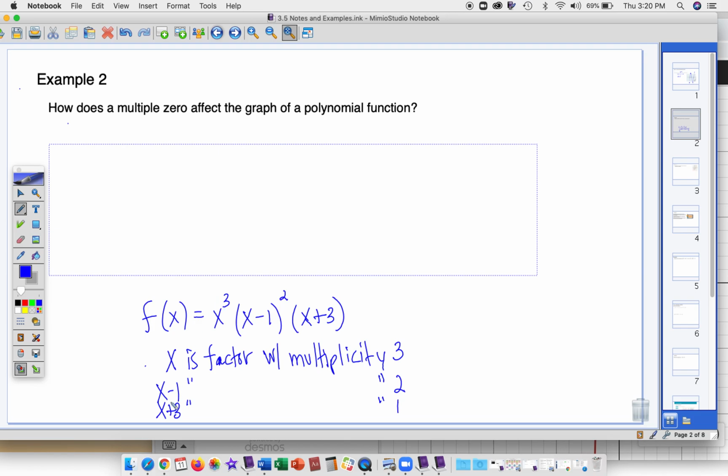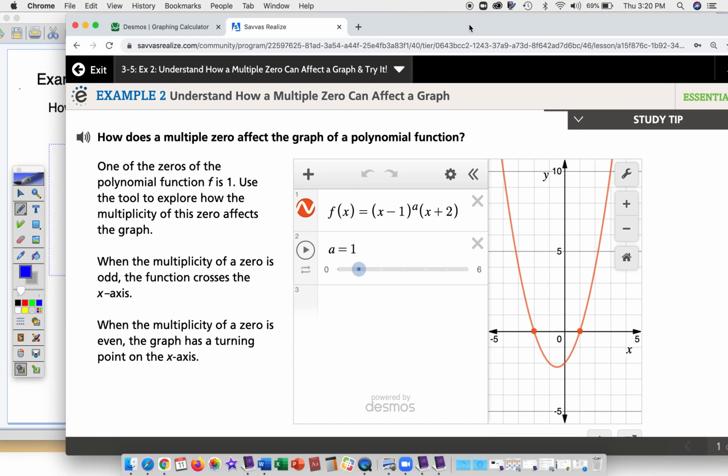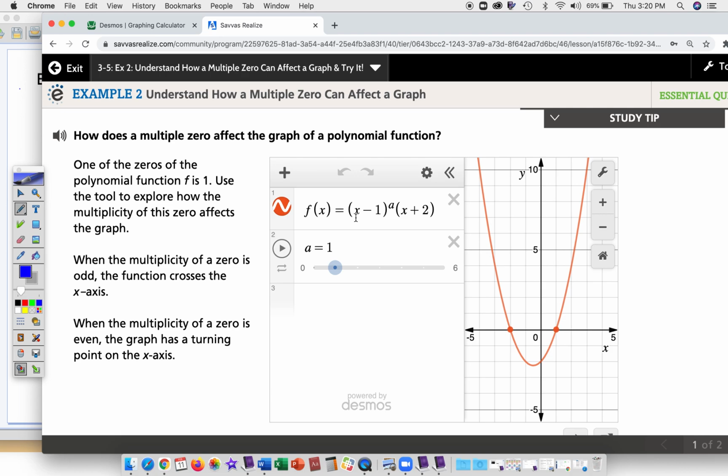I'm going to go to Desmos. I have a neat thing to show you there. Let's check this out. Okay, so we have two factors, x minus 1, and we're going to raise that to the a power, and then x plus 2. We're focusing on this one, right? This is where x is equal to 1. So watch what happens to the graph as I change that value of a. Right now, a is equal to 1. And if you notice, the graph is going straight through that x-axis. Okay, and that's what it should be doing. Now watch what happens when I change a to 2.